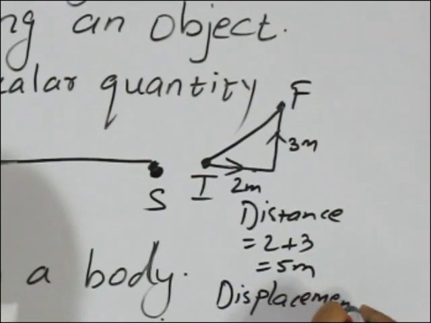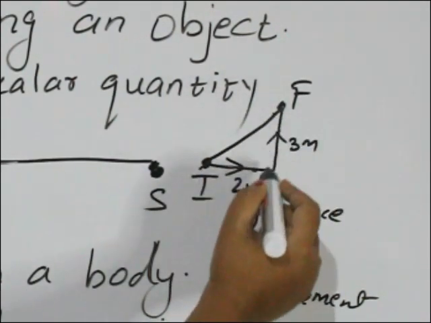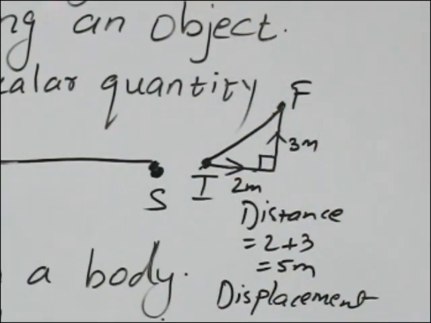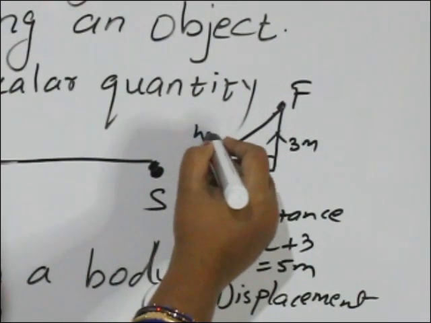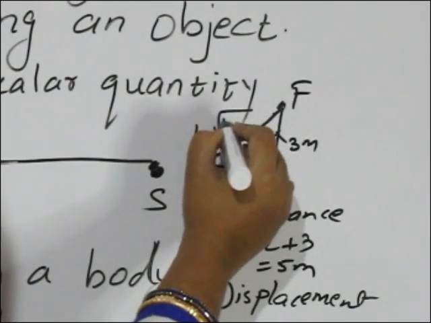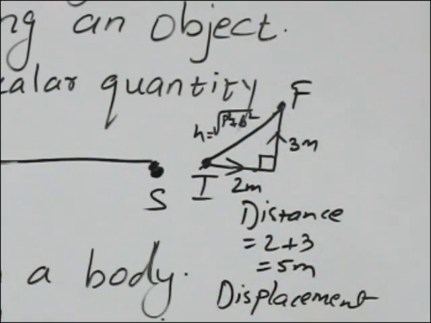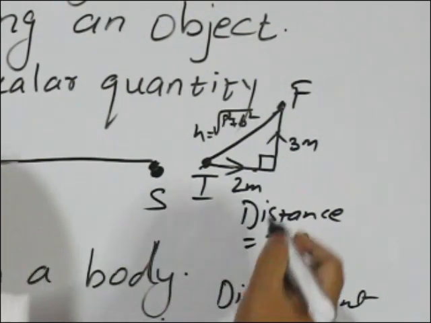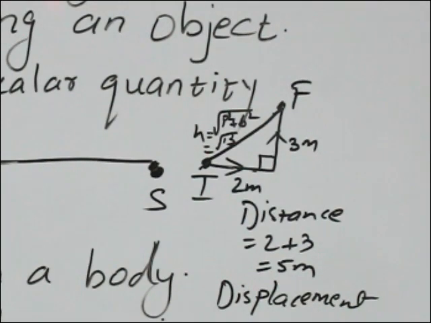Displacement is the distance between the initial and final point, here to here. Suppose this is a right angle triangle. We have to apply the Pythagoras theorem, then it becomes the hypotenuse. So h is equal to the square root of p square plus b square. What is p? 3 square, that is 9, plus 2 square, that is 4. So 9 plus 4 is 13, that is square root of 13. That is the hypotenuse, square root of 13.